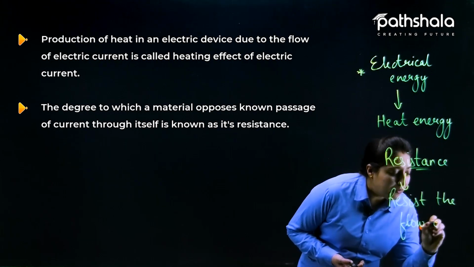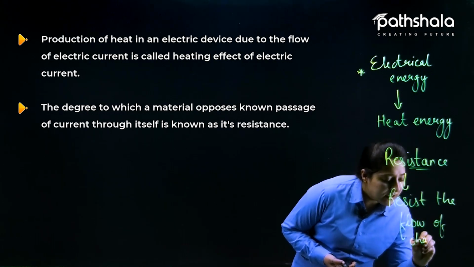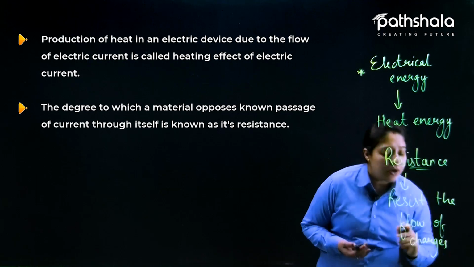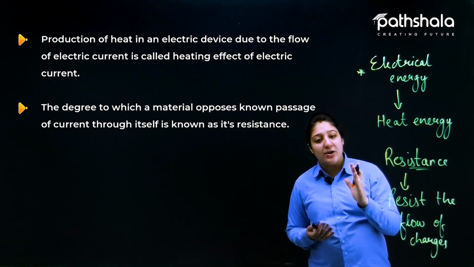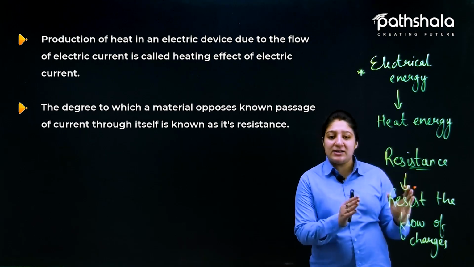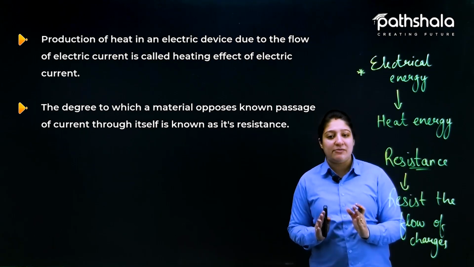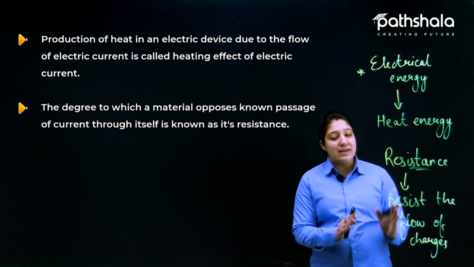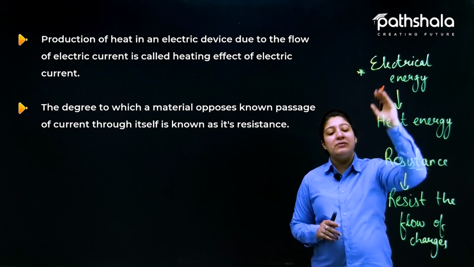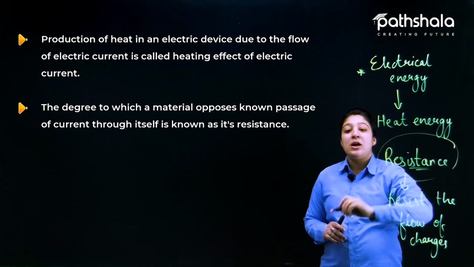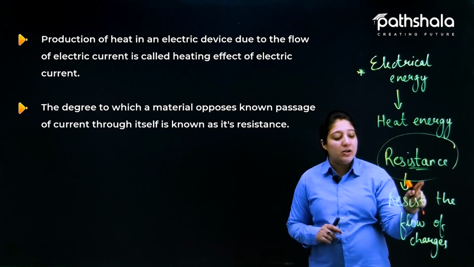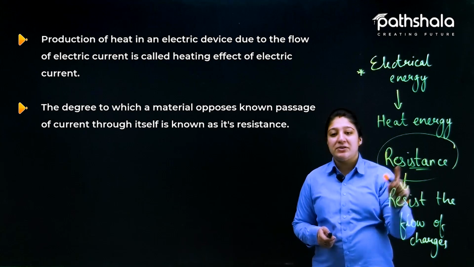And as a result, what will happen? If the charges don't flow properly, or the path of the charges is obstructed, the charges will remain in the system for a longer time. And in that case, this electrical energy will be converted into heat energy. So this ability of the materials to resist or obstruct the flow of charges is known as resistance.